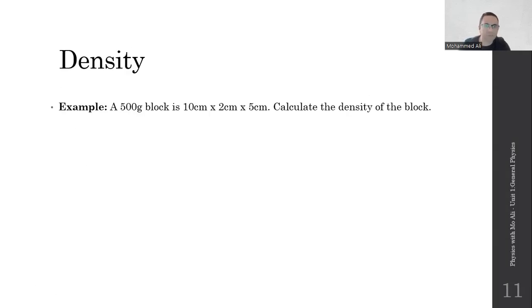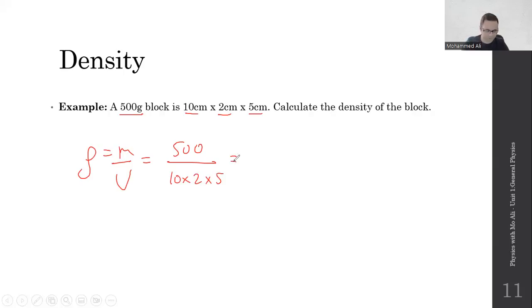So calculate this example very quickly. 500-gram block. It has a length of 10, width 2, and a height of 5, for example. What's density? This is quite simply mass over volume. So that's 500 over 10 times 2 times 5. This gives you an answer of 5. But wait, 5 what? If this is in grams and this is in centimeters, and centimeters and centimeters, you have 5 grams per centimeter cubed.